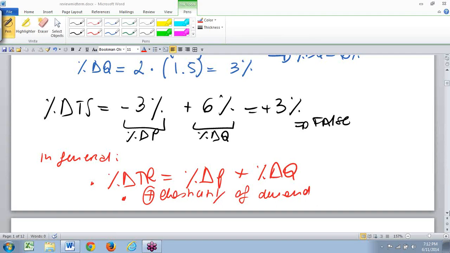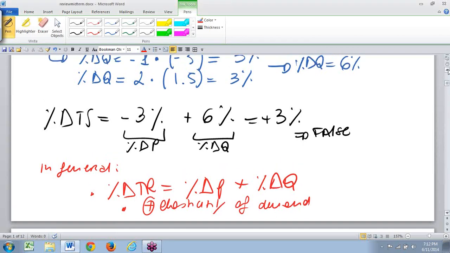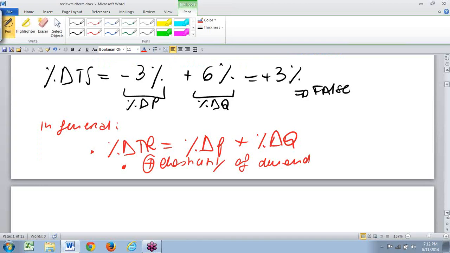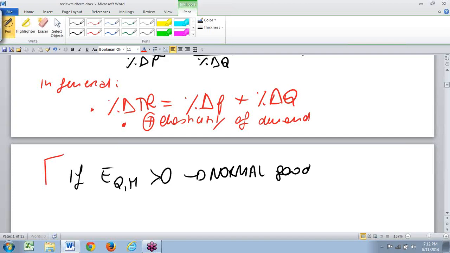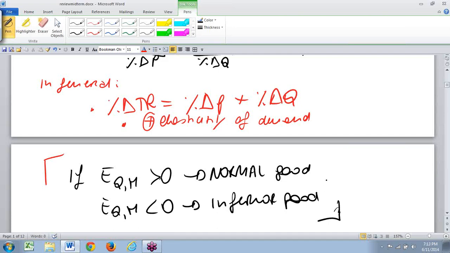Okay, so whenever the elasticity of demand to income is greater than 0, you have a normal good. So since here it is 1.5, this is a normal good. If the elasticity of quantity to income is greater than 0, you have a normal good. If the elasticity to income is smaller than 0, you have an inferior good. Okay, so in this case, since the elasticity to income is 1.5 positive, you have a normal good. But I'll go back on this at the end of the session when I give you the summary for the exam.